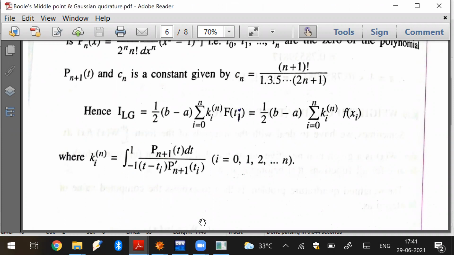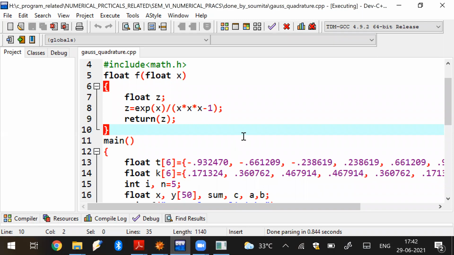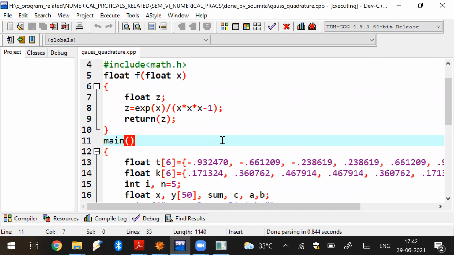Okay, so with this I end here the Gauss quadrature formula programming. Okay, we'll stop here.